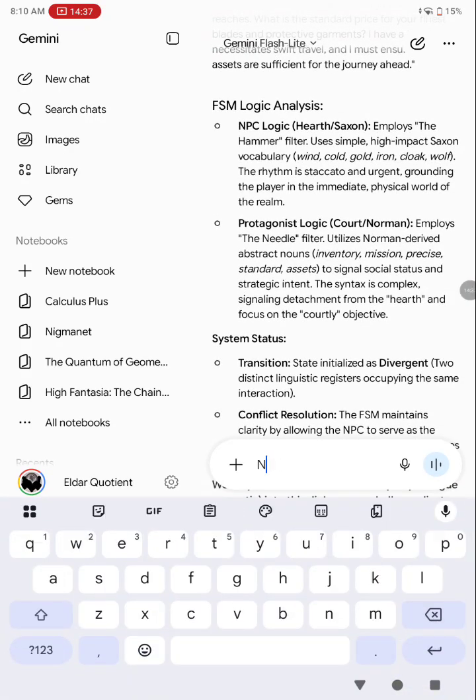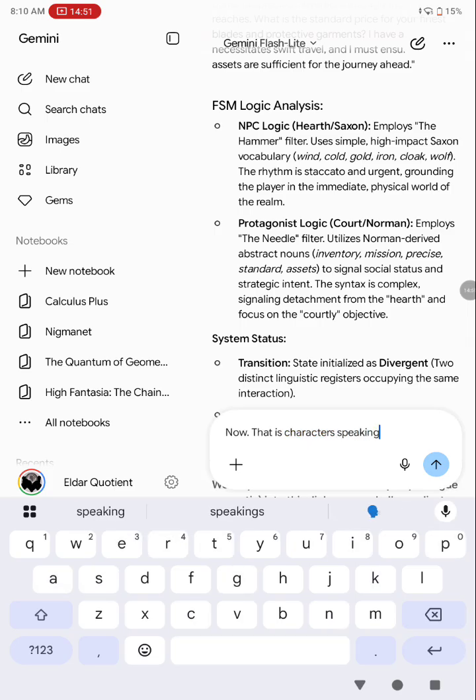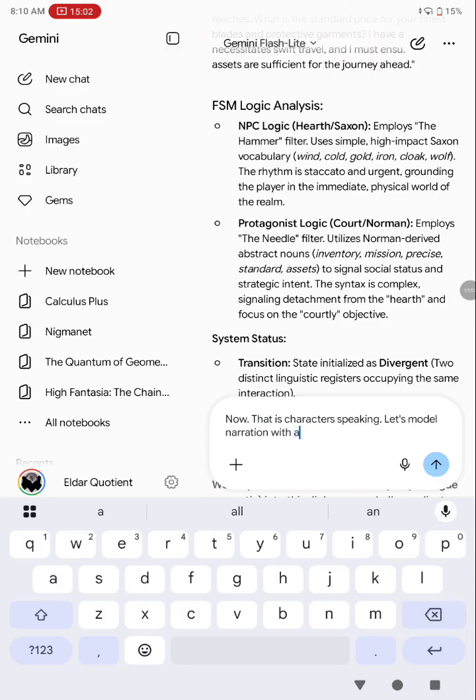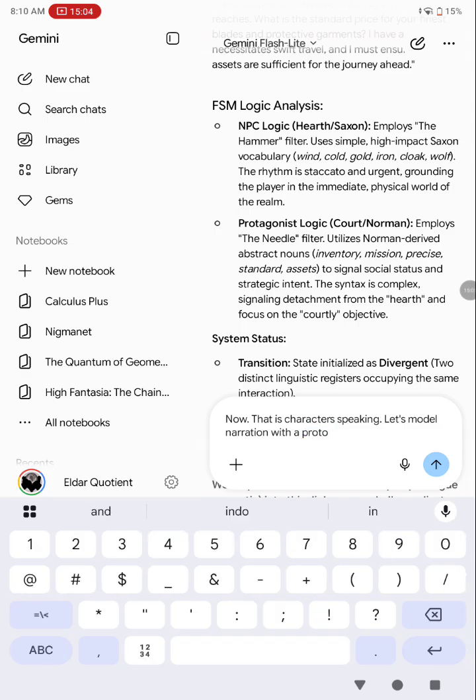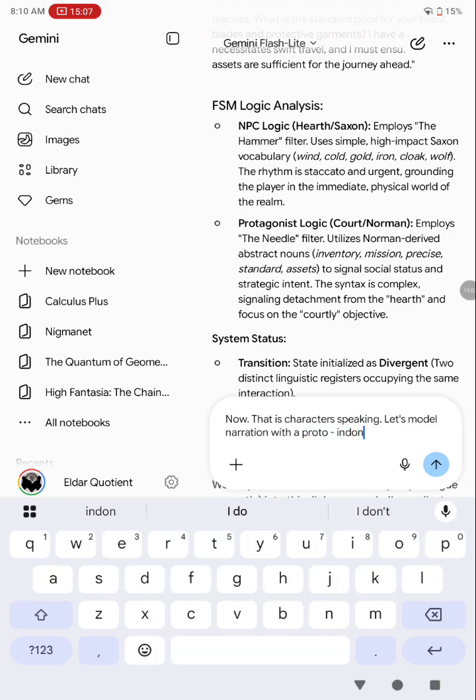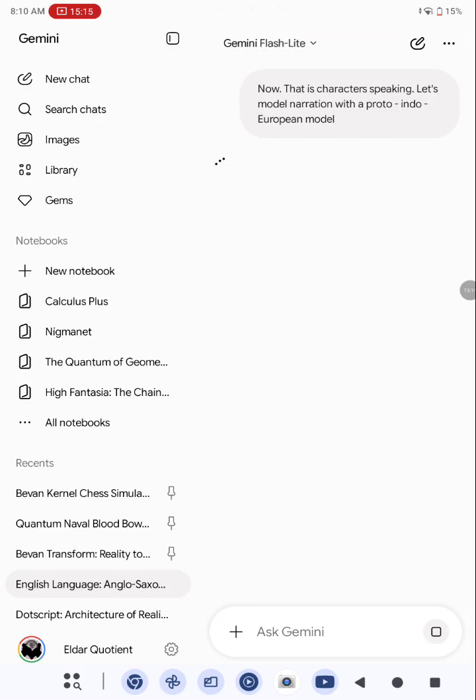Now, that is characters speaking. Let's model narration with a Proto-Indo-European model. Your Proto-Indo-European model.